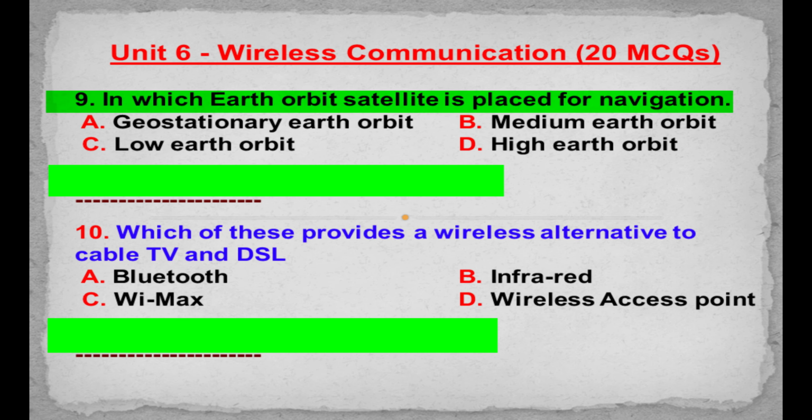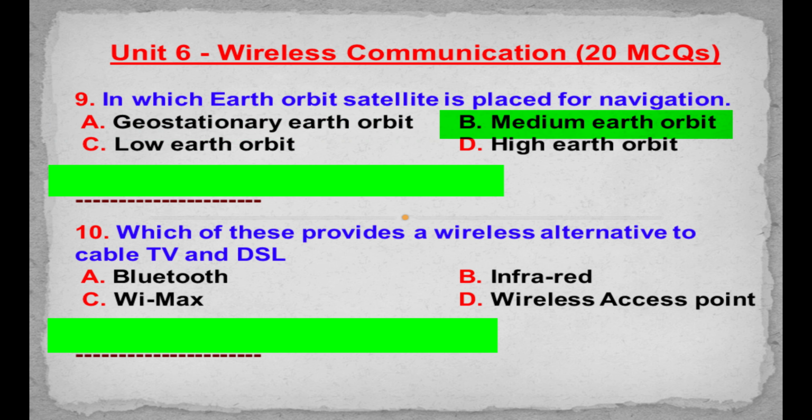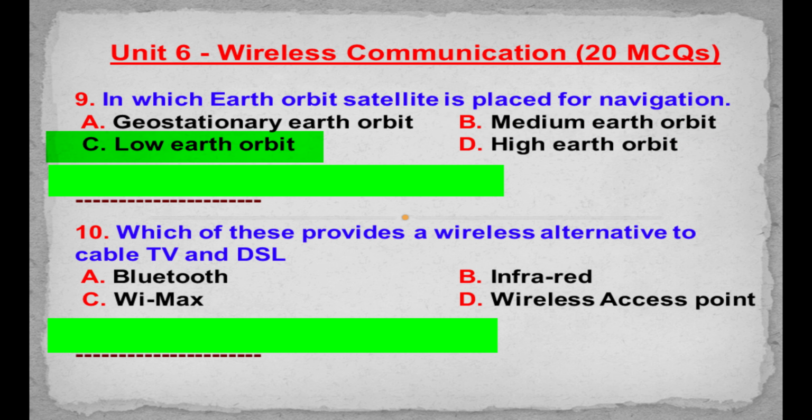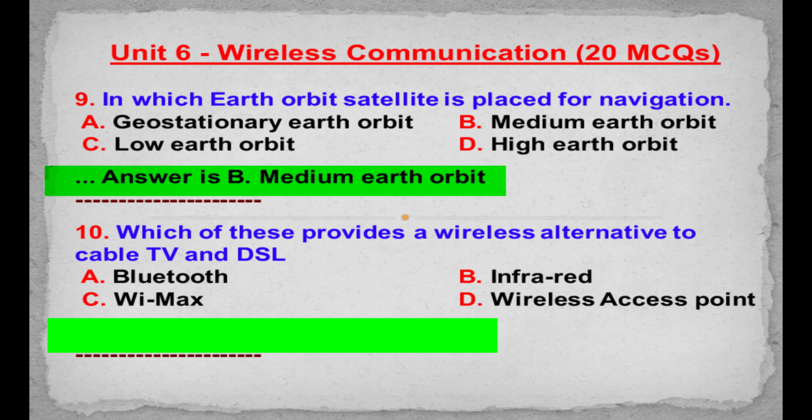MCQs number 9. In which Earth orbit is a satellite placed for navigation? Option A, geostationary Earth orbit. Option B, medium Earth orbit. Option C, low Earth orbit. Option D, high Earth orbit. Correct answer is option B, medium Earth orbit.